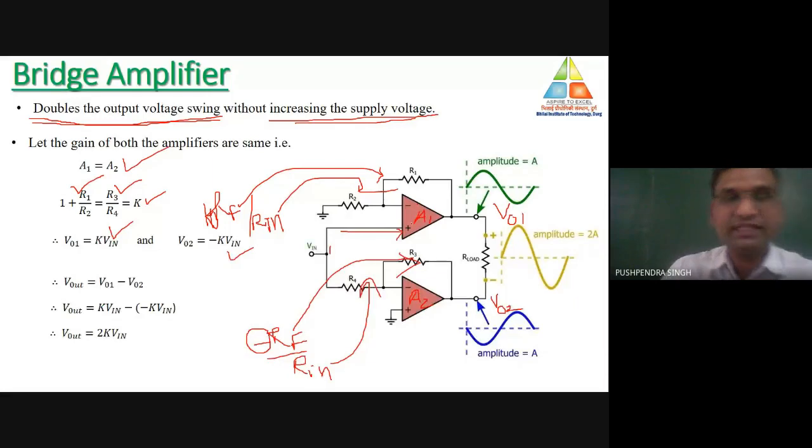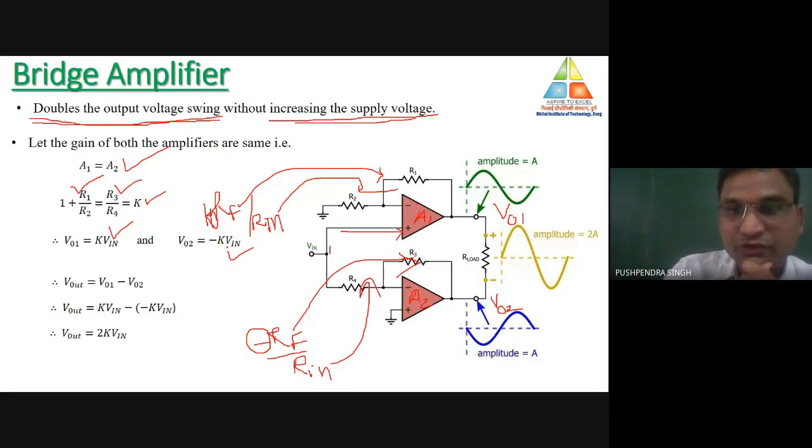In case of non-inverting, there is a phase shift of 0 degrees between input and output. That's why the sign is positive. But in case of inverting operational amplifier, there is a phase shift of 180 degrees between input and output. That's why the sign is negative. So V02 is equal to minus of K into Vin.